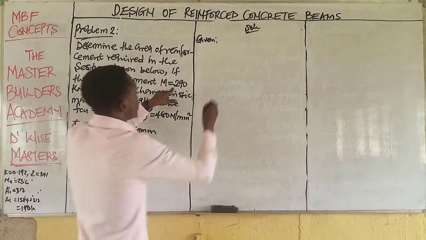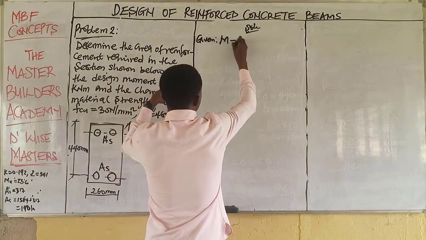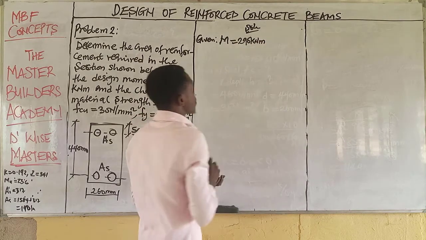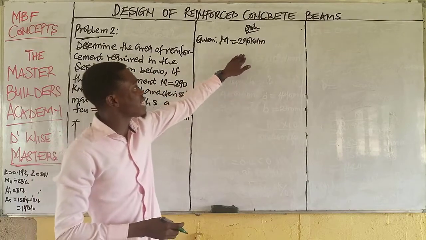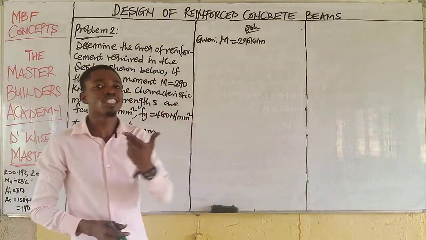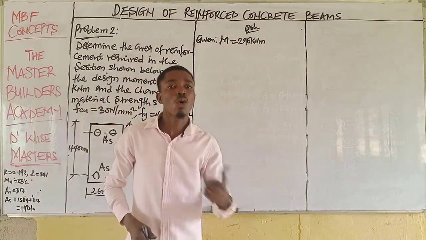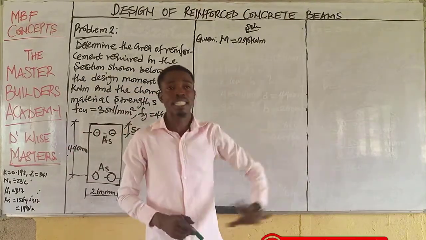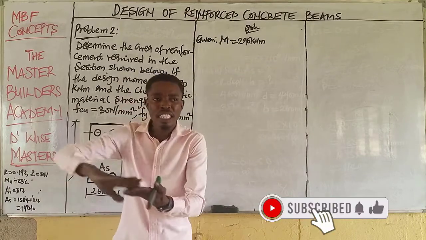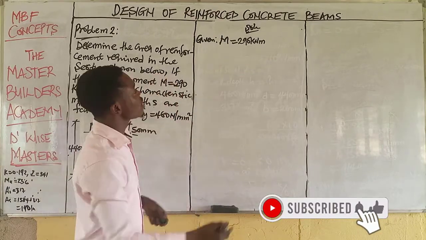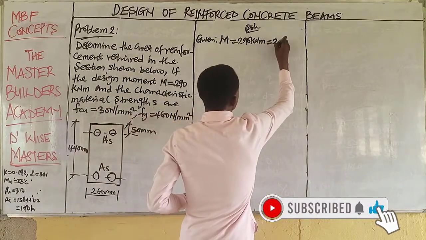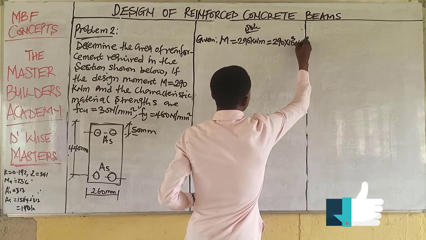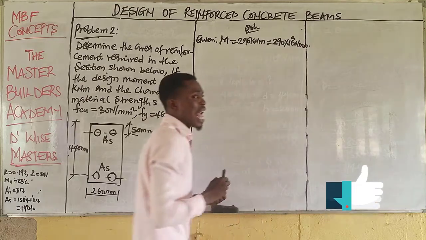We were given a design moment of 290 kilonewton meters. And we said that anytime we are given moment in kilonewton meter, we solve with newton millimeters. To do this, you must replace 1 kilonewton meter by 1 million newton millimeters. And so we have this to be 290 multiplied by 10 raised to power 6 newton millimeters.